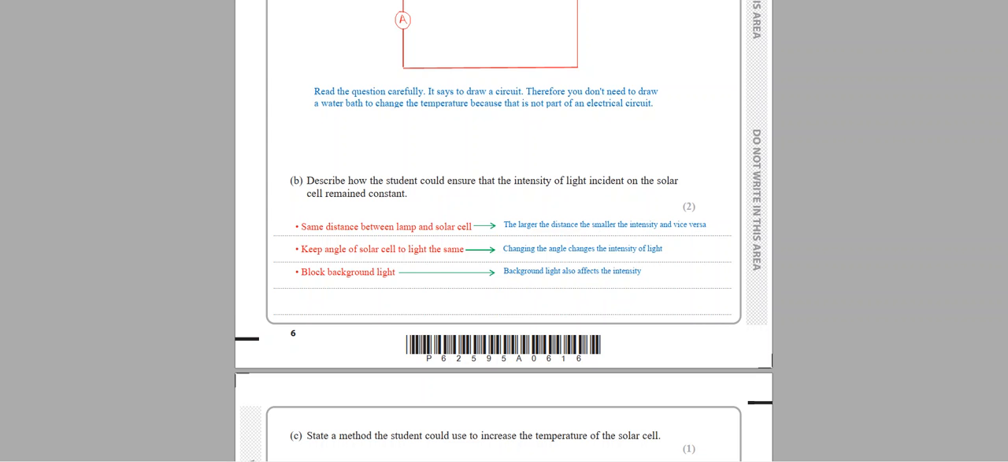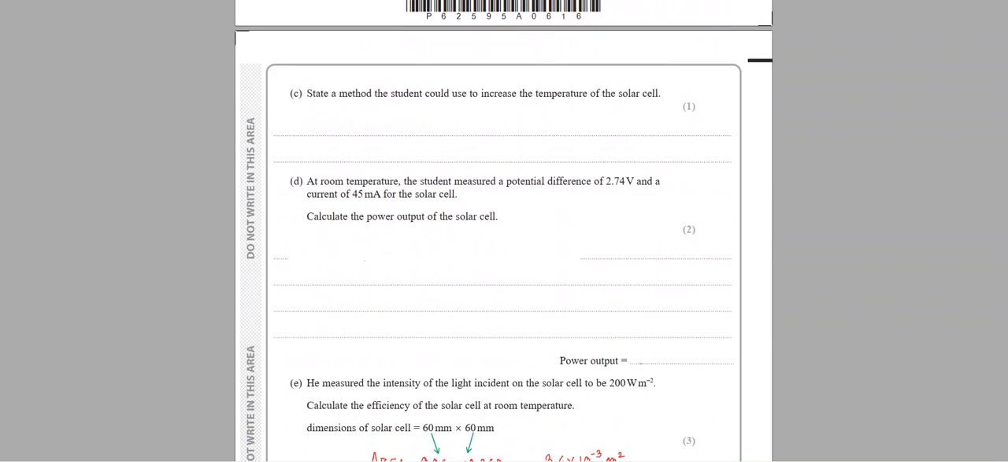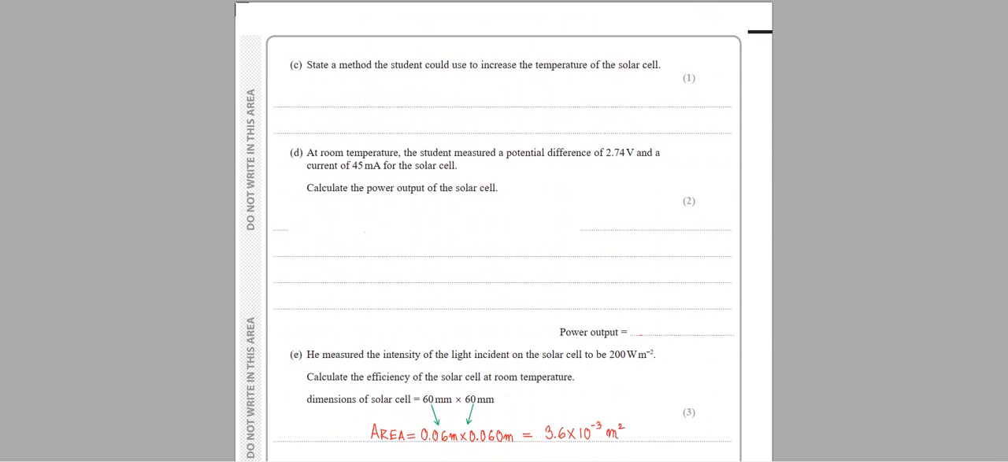And you might be wondering, what does background light have to do with anything? For example, you start off in the evening before sunset, and when the sun sets, the ambient light intensity of your room decreases. So this affects your experiment, of course. Let's move on to part C. State a method that the student could use to increase the temperature of the solar cell. Again, whenever you have to increase the temperature, you don't just hold a flame underneath your solar cell, of course.